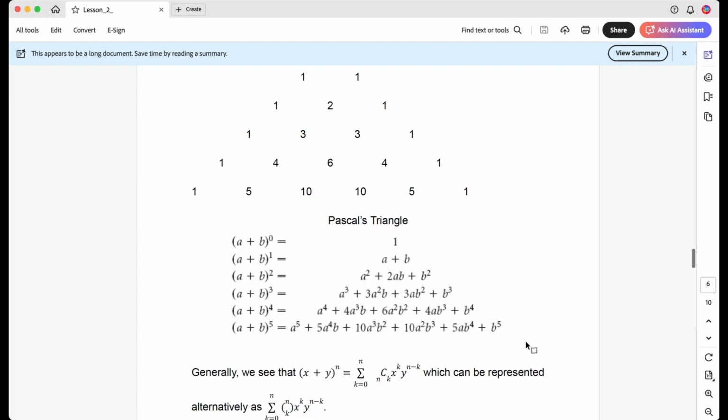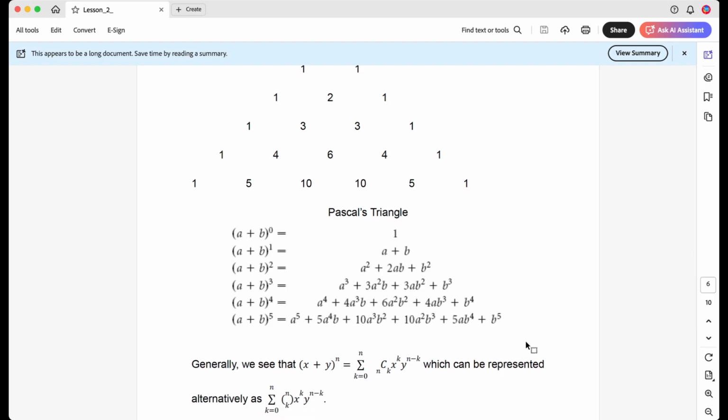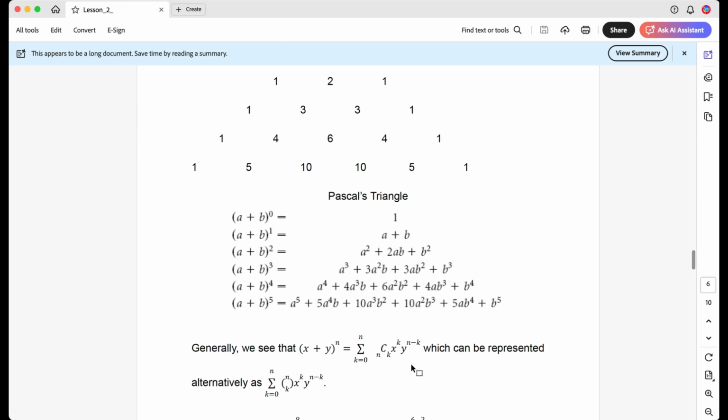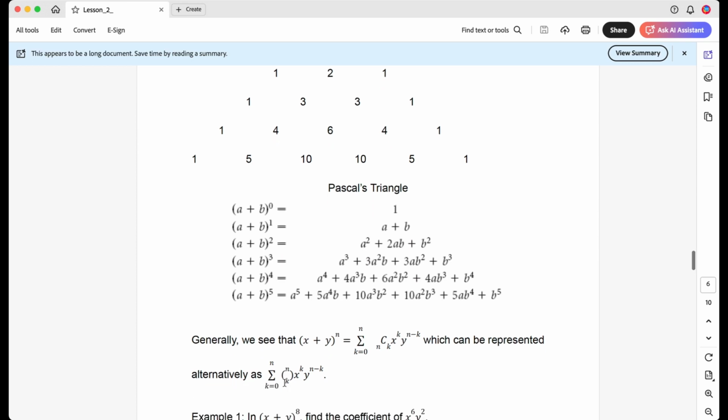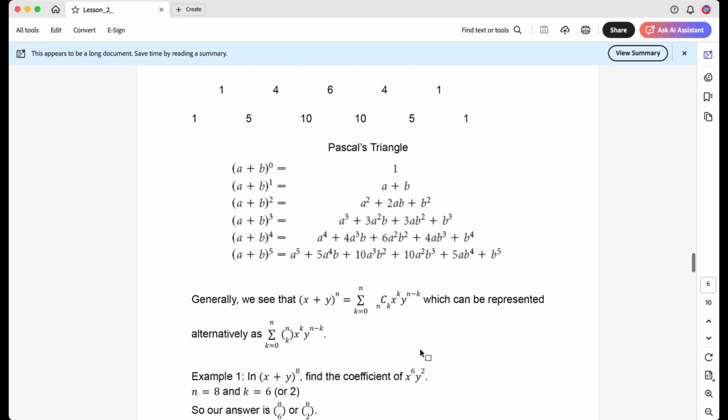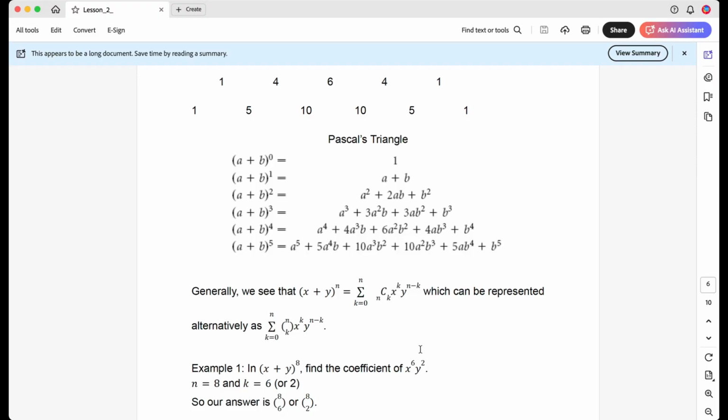And so we have a general formula here for expanding x plus y to the nth power. Summation k equals 0 to n, n choose k, x to the k, y to the n minus k. Again, the exponents on x and y will total up to n, and we can use the alternate notation for a combination.